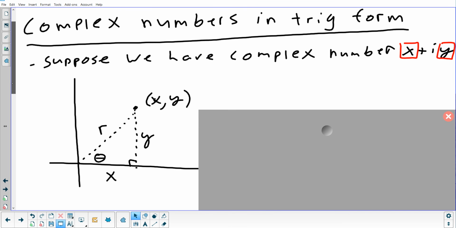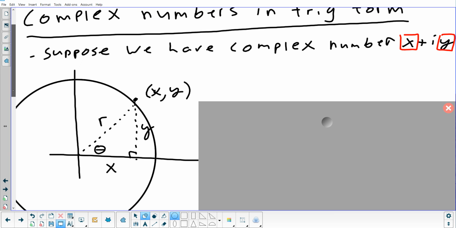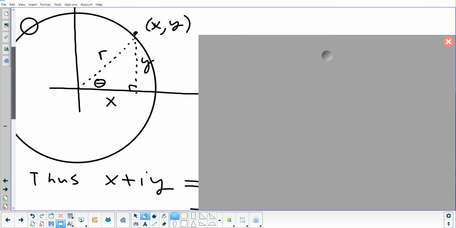So what I've drawn here is your point again in quadrant 1. I've gone to the right x units. I've gone up y units. I drew in a dotted line, and I'm calling that dotted line, that's the hypotenuse, r. Okay, the reason we're going to call it r is because I want you to think of it like that. It's the point on the edge of the circle.